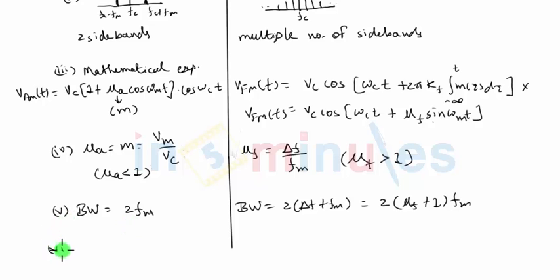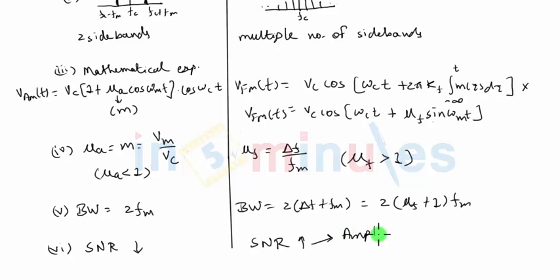Let us move on to the next point number 6. We can talk about signal to noise ratio, SNR. SNR is poor or less in case of amplitude modulation. Here SNR is high. SNR can be improved. Now why is SNR high? That is because of various reasons.